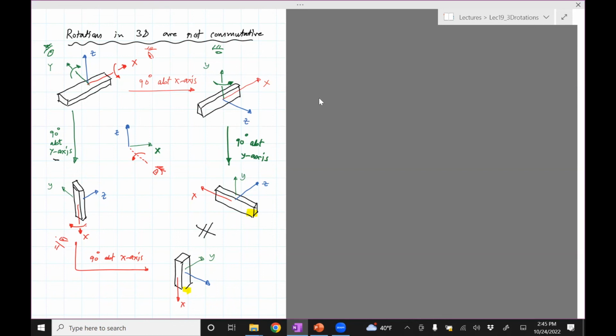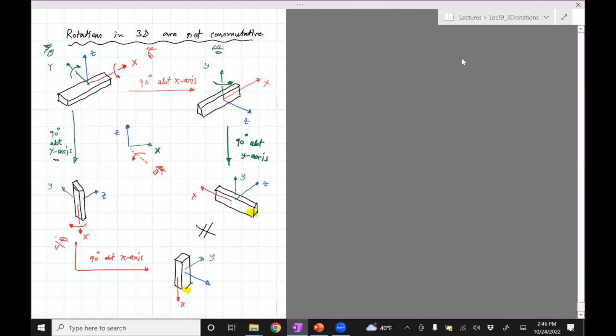Okay, now let's do it the other way. X, y, and z. First rotate 90 degrees about the y-axis. Y is this way, 90 degrees. And then 90 degrees about the x-axis. Remember the x-axis is always that way because it moves with the body. So we turn by 90 degrees about the x-axis, and so del is now this way. So we started this way and ended up this way with the first set of rotations. But when I changed the order, I ended up this way. So rotations do not commute in 3D.